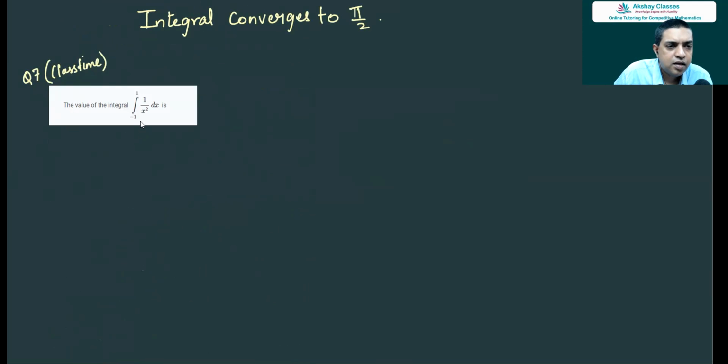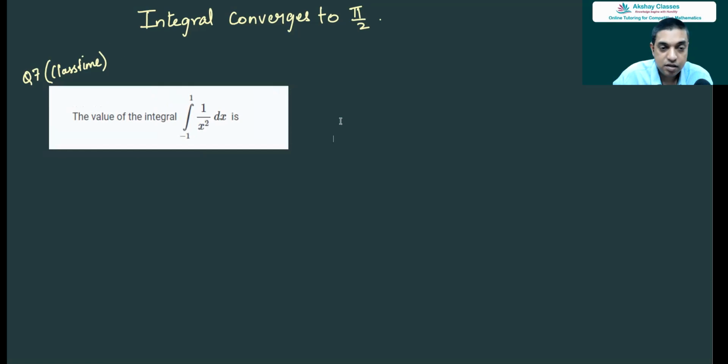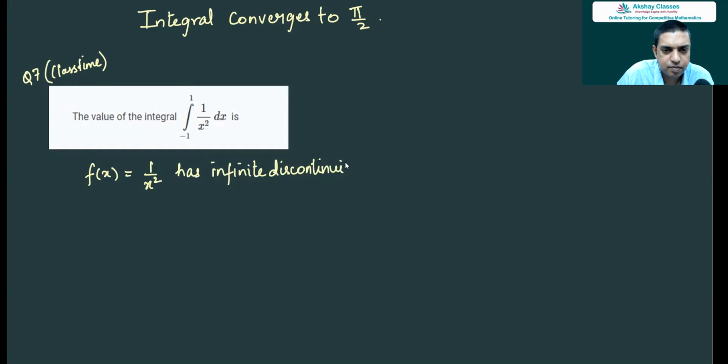Now, the interval of integration is -1 to 1. But at 0, the function is not defined. So f of x equal to 1 upon x square has an infinite discontinuity at x equal to 0. Therefore, this integral has to be split like this.